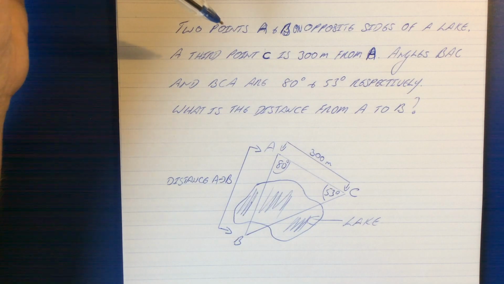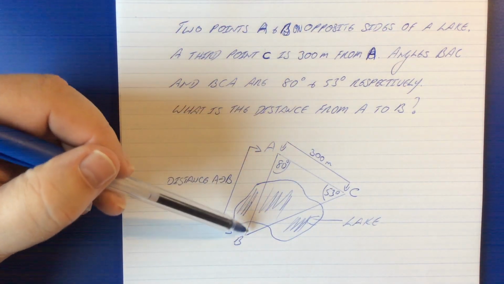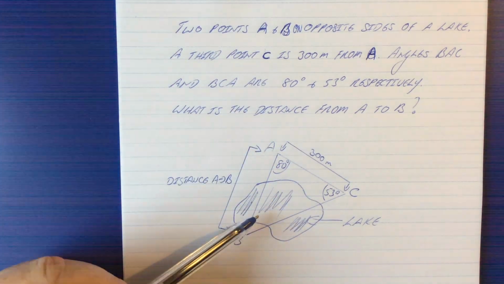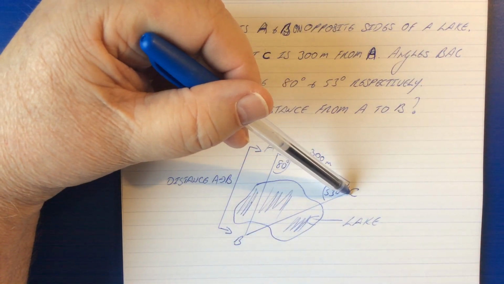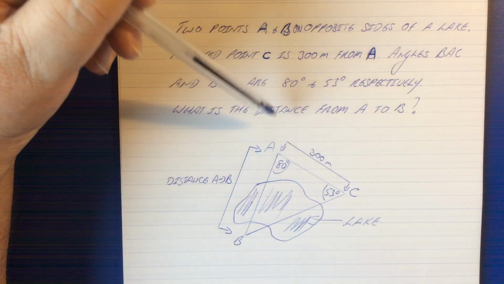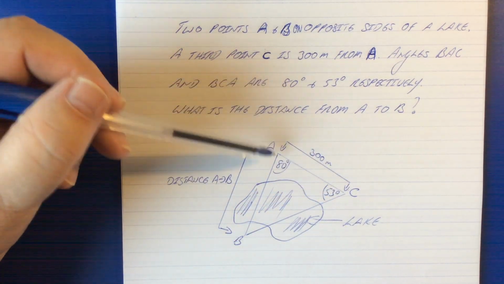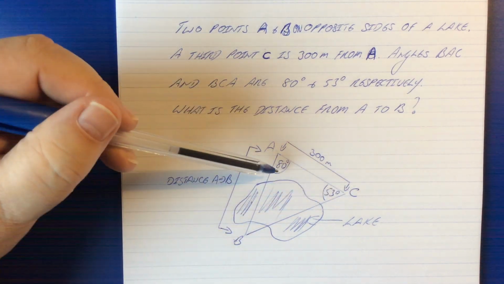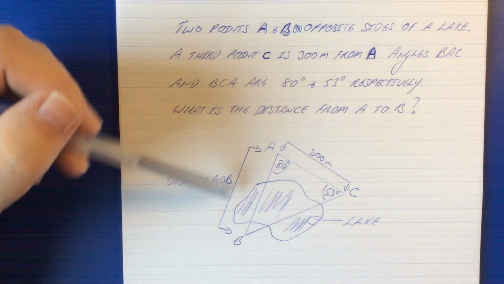Okay, so let's just take this a little more slowly. Two points, A and B. They're on opposite sides of a lake. This is my artist's impression of a lake here. And C is 300 meters from A, so that distance there is 300 meters. Angle BAC is 80 degrees. Angle BCA is 53 degrees. So that's all the information in there.